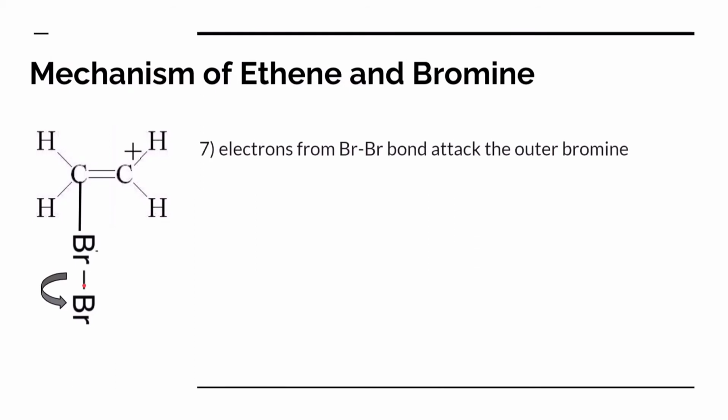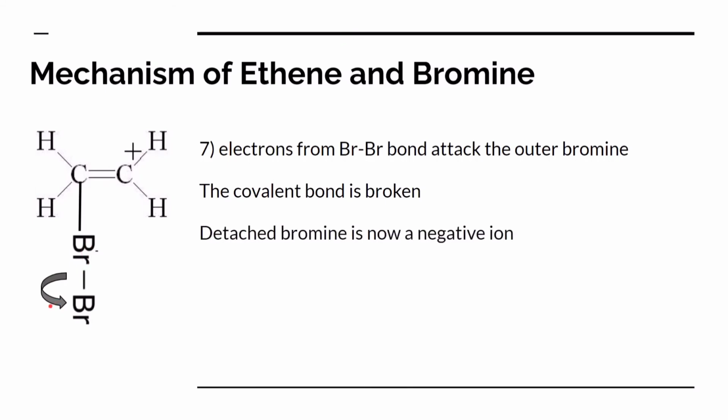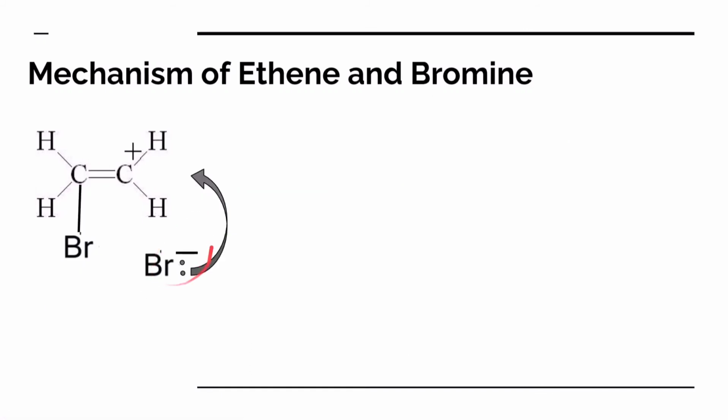And so we show this electron attack from this double bromine bond onto the outer bromine. So these electrons here will attack this bromine, breaking this covalent bond between them. And because this covalent bond is broken and these electrons have attacked this bromine, this detached bromine will become a negative ion because it's gained these electrons from this bond and isn't attached to this bromine anymore. So you can see here we now have a detached bromine with two electrons from this bond and a negative charge.